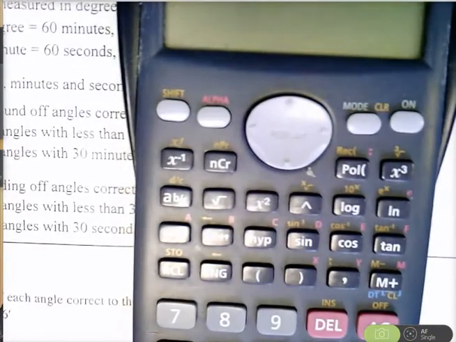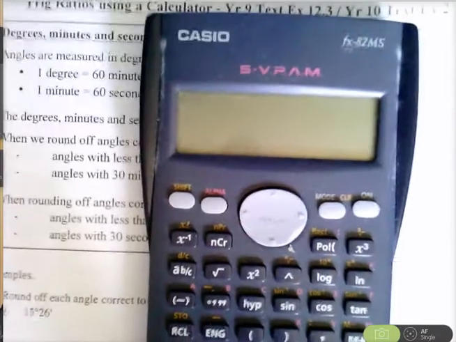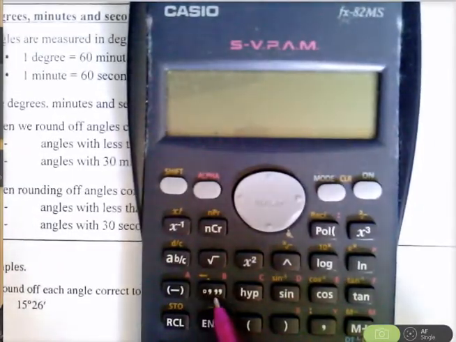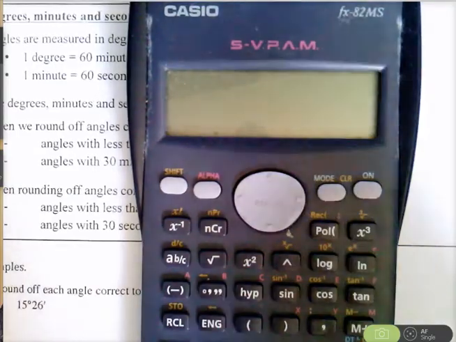So now, if you look at the calculator, I'm not sure if this is clear or not, or whether it's all glary. But I'll just try and get rid of the glare. Okay, now I've got a Casio FX82 here, and this is the degrees, minutes, seconds button. So you can see the degree symbol. The minute symbol is the next one, and that's the second symbol, that one there.